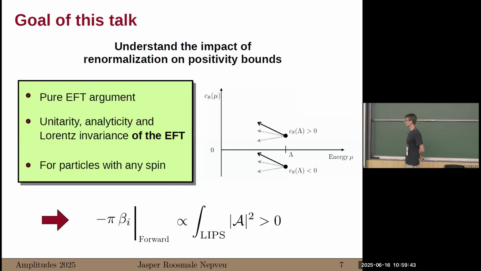This is what we're going to work towards, just so you know what I'm doing in a short derivation in the next slides. I want to derive an equation for the beta function in the forward limit, which depends on quantities that are manifestly positive.